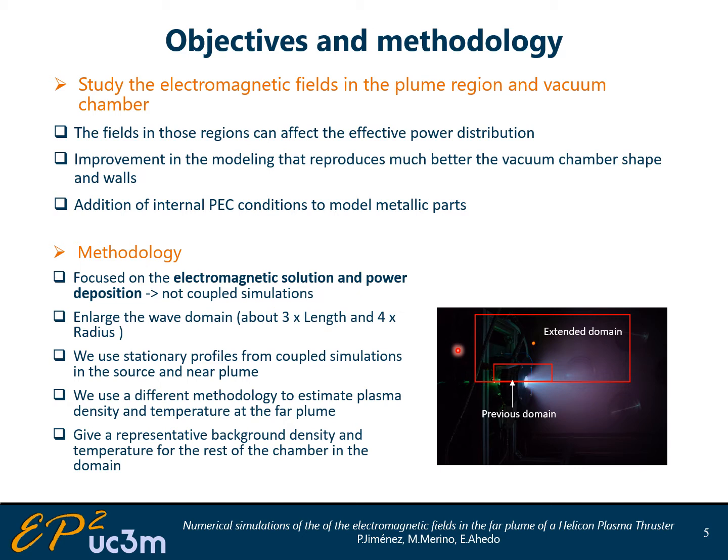We are going to focus here on the electromagnetic solutions, so these are not coupled simulations. But anyway, we will show that they are a good approximation of the power deposition, and they provide good insight into the physics of the discharge in the thruster. The plasma profiles, which are the input to the wave simulation, come from the HYPHEN coupled simulations in the small domain. We will use a different methodology to compute the density and temperature in the far plume, and we will give representative values in the rest of the vacuum chamber.